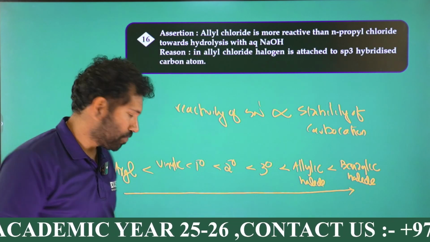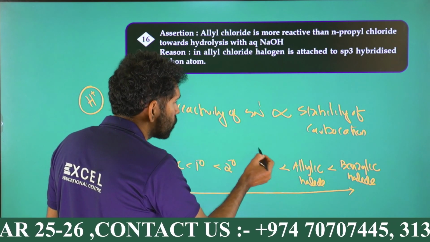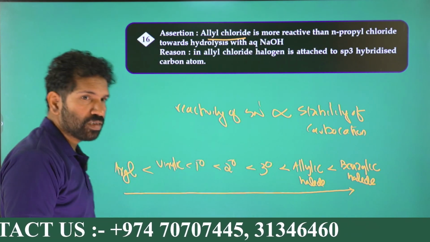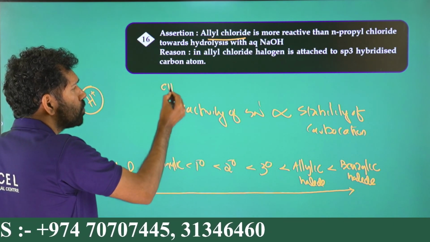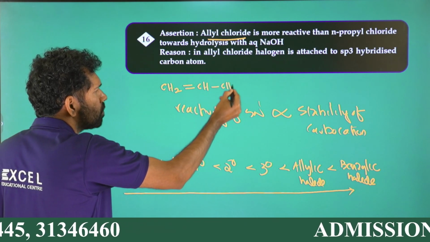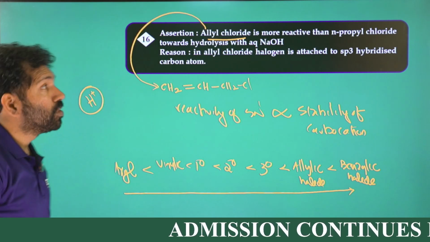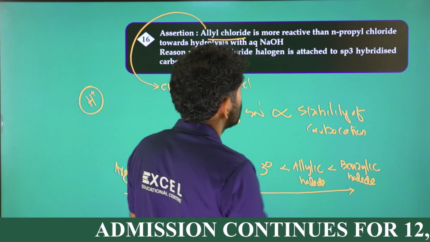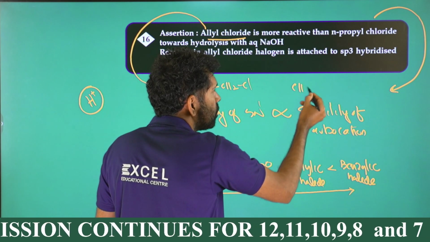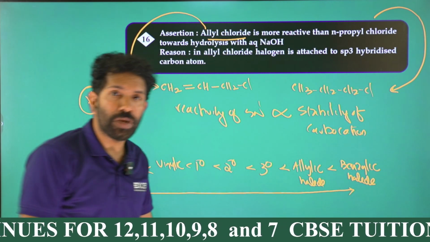Now we are talking about the question. The assertion: allyl chloride. What is allyl chloride? Allyl chloride is CH2 double bond CH single bond CH2Cl. What is normal propyl chloride? It is CH3 CH2 CH2Cl. This is called normal propyl chloride.